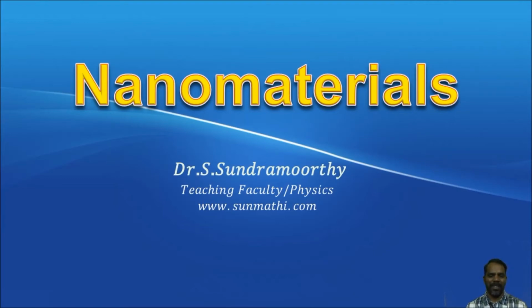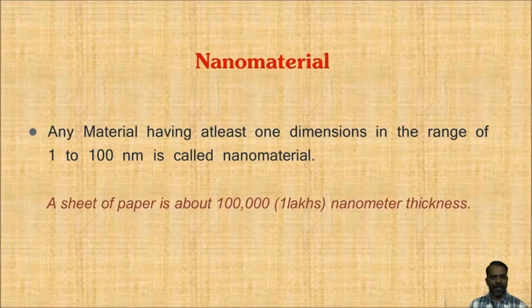Nanomaterials. In this section, we will discuss nanomaterials: how to synthesize them, what the different types of nanomaterials are, and carbon nanotubes. First of all, we will discuss what a nanomaterial is. Any material having at least one dimension in the range of 1 to 100 nanometers is called a nanomaterial.